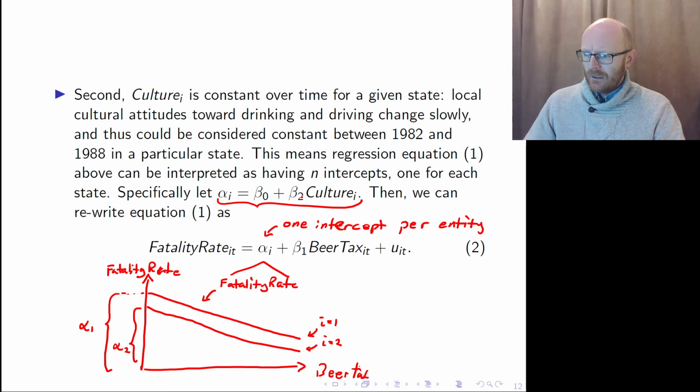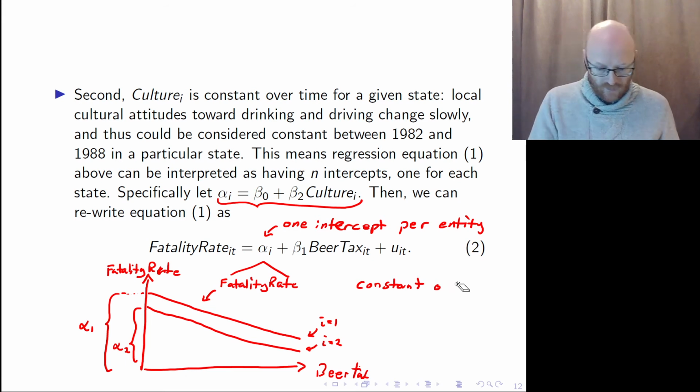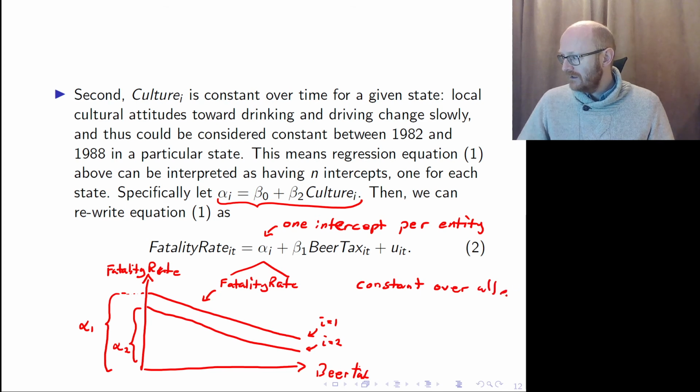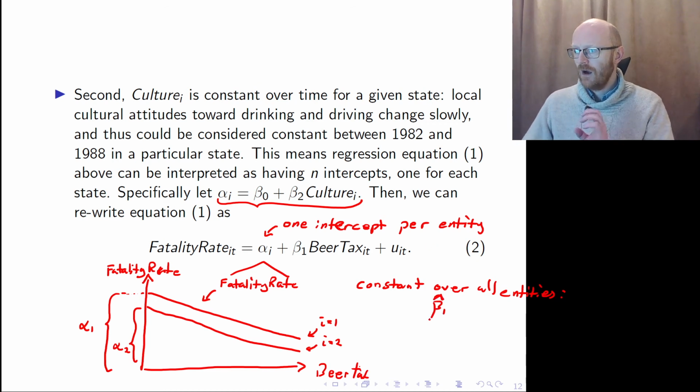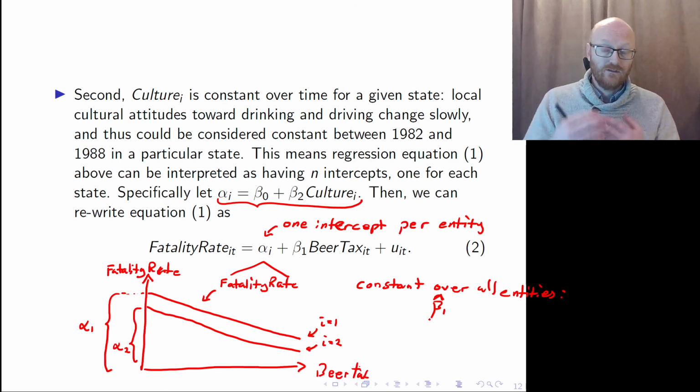This is really the point behind the entity fixed effect, that you allow the different entities to have a different fitted regression line based on the change in intercept. What's constant over all entities is the slope, right? The beta hat on the beer tax. So here you assume that there is a fixed effect which differs from one state to another, but the slope on the beer tax is the same for all the states.